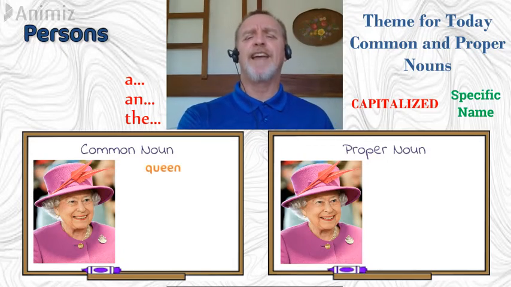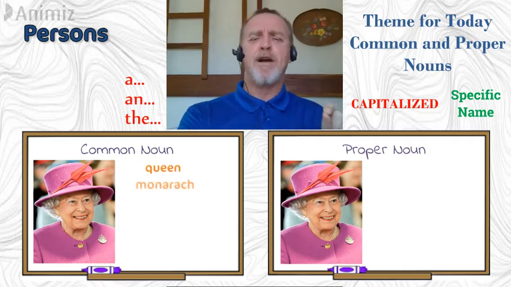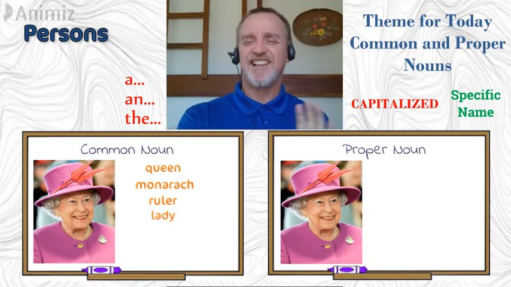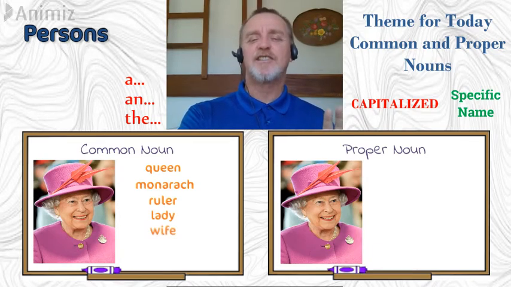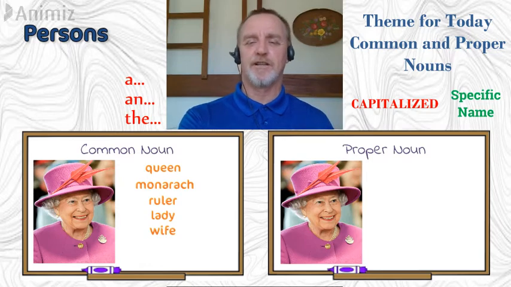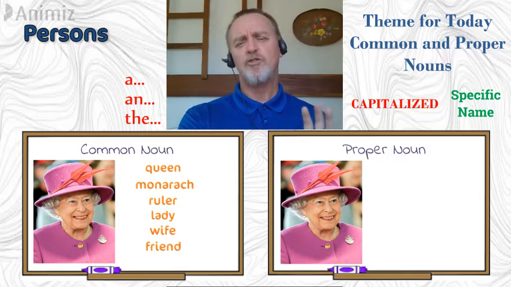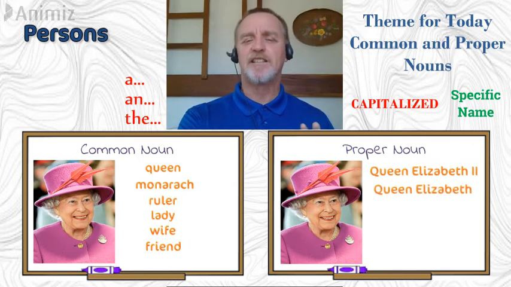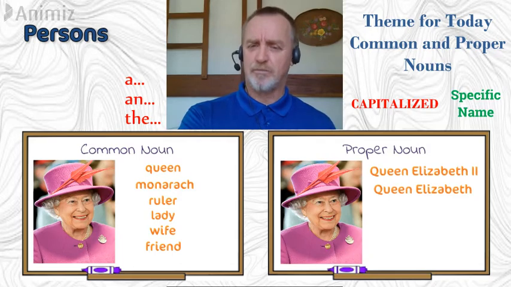She is the Queen of England. She is a monarch or a ruler. Obviously, she is a lady. She is the wife of Prince Philip. She is a friend. And what do most people call the Queen, the monarch, or the ruler of England? Queen Elizabeth II, or Queen Elizabeth. I would be in big trouble if I called her anything else. She is to be respected.